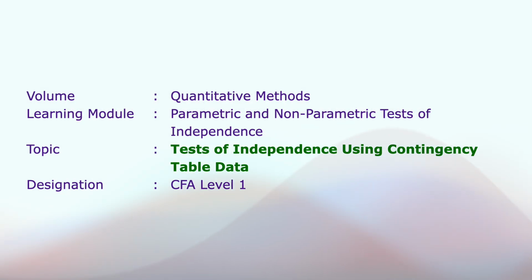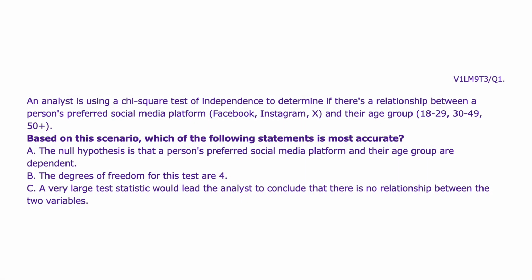Topic: Tests of independence using contingency table data. An analyst is using a chi-square test of independence to determine if there's a relationship between a person's preferred social media platform, Facebook, Instagram, X, and their age group, 18 to 29, 30 to 49, 50 plus. Based on this scenario, which of the following statements is most accurate?